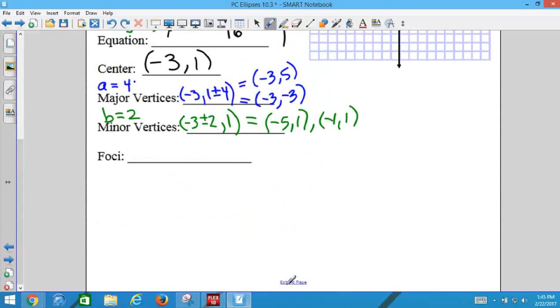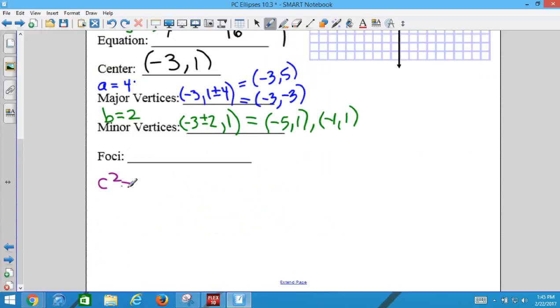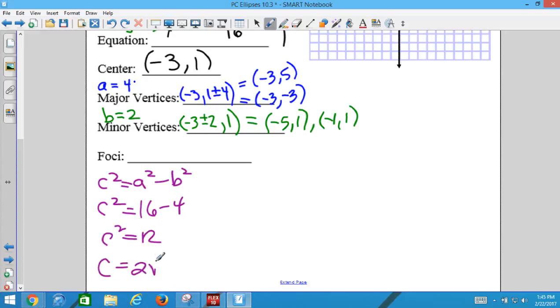All right, then we need to find our foci. So we do c squared is a squared minus b squared. So c squared is 16 minus 4. c squared is 12, so c is 2 radical 3.